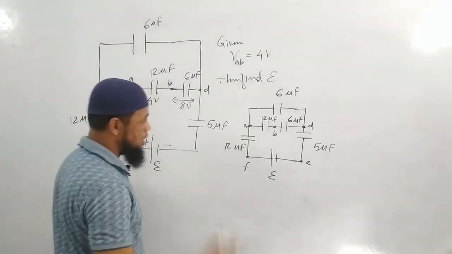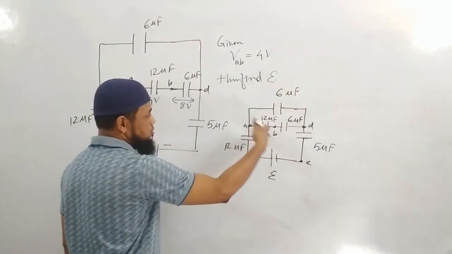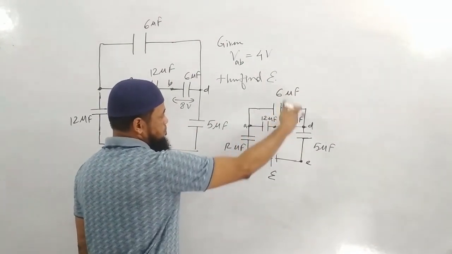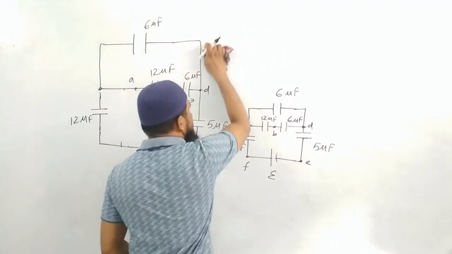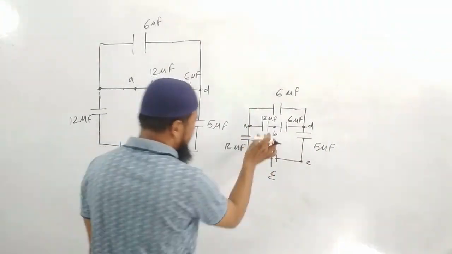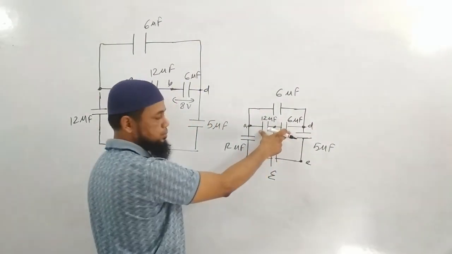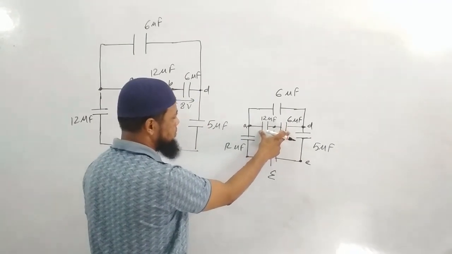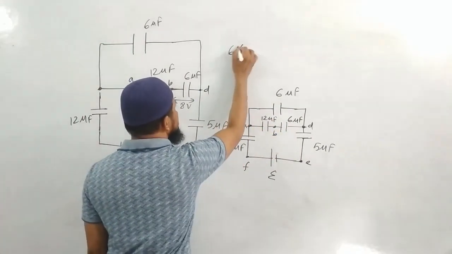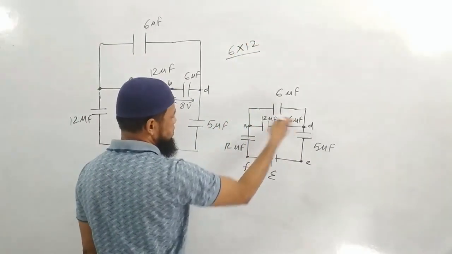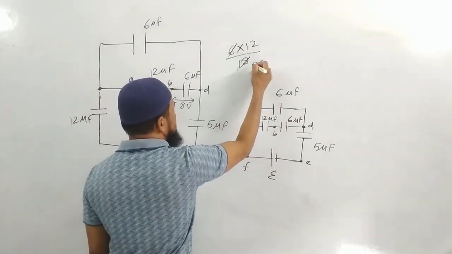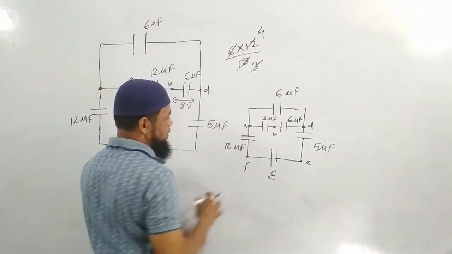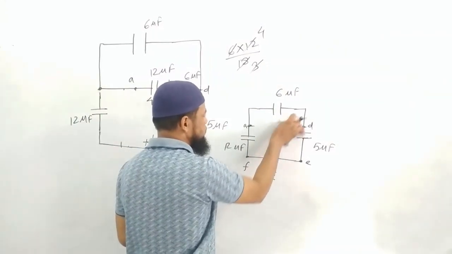Right? Now see how quickly things will come out. Let us find the equivalent of this particular group. If you are quick, the equivalent of these 2 will become 4. How? Remember it? 6 into 12 divided by 6 plus 12, that is 4. What is the equivalent of this group? 4.